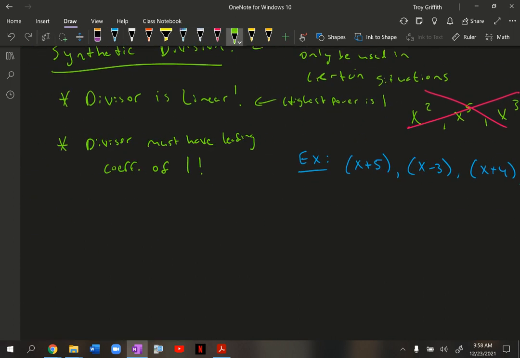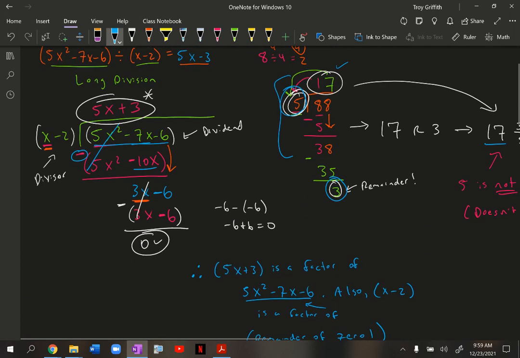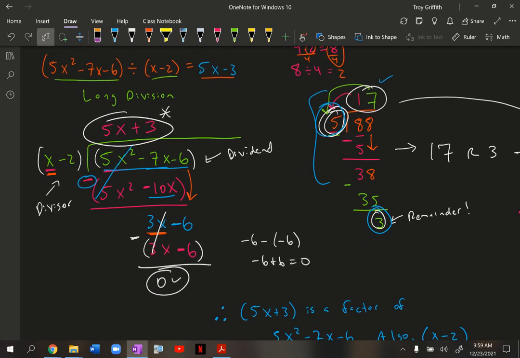It's very, very quick. I'm going to show you a couple of examples here, and then I will put a few for you guys to practice in the OneNote. All right, so let's say that I wanted to try 5x squared minus 7x minus 6, and I wanted to divide this by x minus 2. Some of you guys might look at that and say, that looks a little bit familiar. Did I already do this earlier? Yes, I did. This is the literal exact same example that I started out class with.